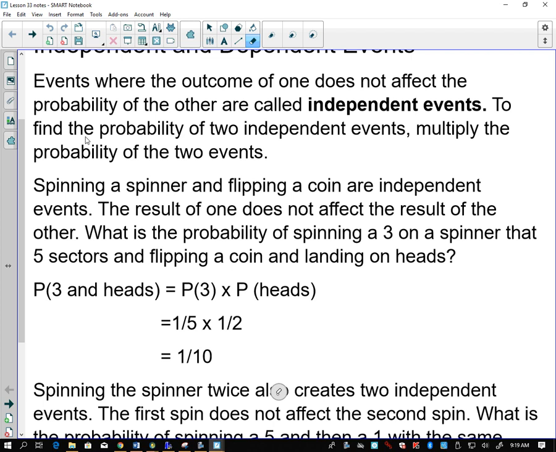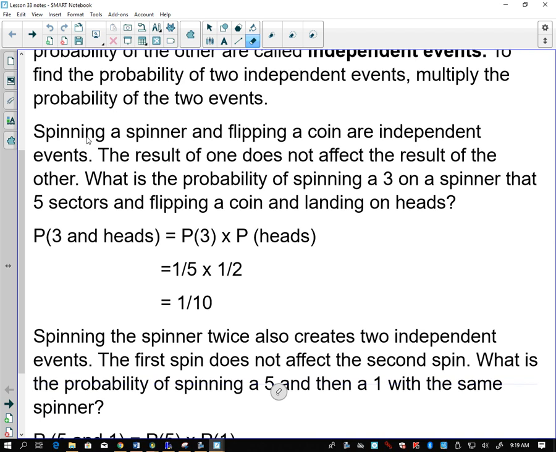All right, well, 1 times 1 is 1, 5 times 2 is 10. So the probability of taking a spinner and spinning it and landing on 3 and then flipping a coin and getting heads is 1 in 10. Okay? And then we could take 1 divided by 10 and get that as a decimal or a percent. So if we do 1 divided by 10, I have a 10% chance, right? Do we understand independent and dependent? Okay, so far. All right.